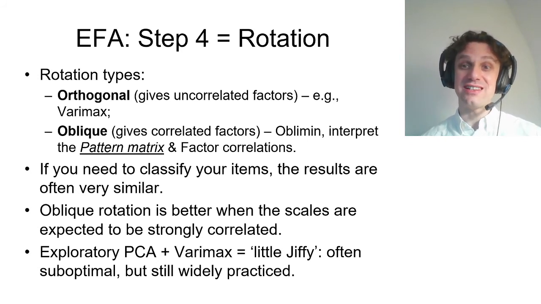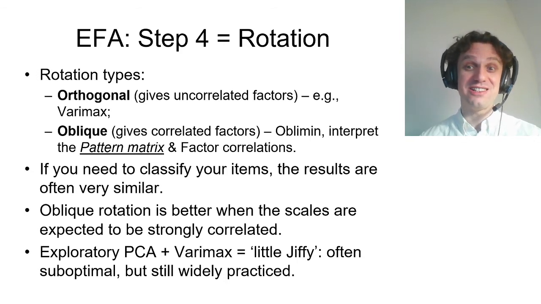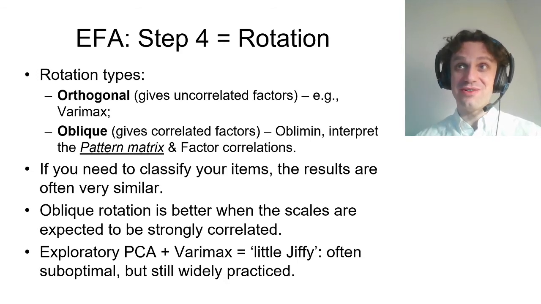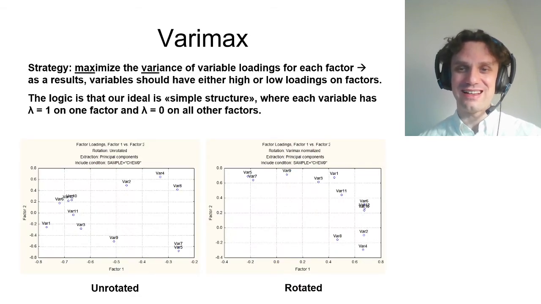Actually, most methodologists say that for psychological applications, having oblique rotation is better by default. And unfortunately, traditionally, people have often been using principal component analysis with Varimax, which is orthogonal rotation. And for many situations, this was not optimal. So this practice, which was called little jiffy for some reason, is often criticized. So now reviewers are definitely very skilled in those things. Just to show you a little illustration of how rotation works. Varimax is an orthogonal rotation.